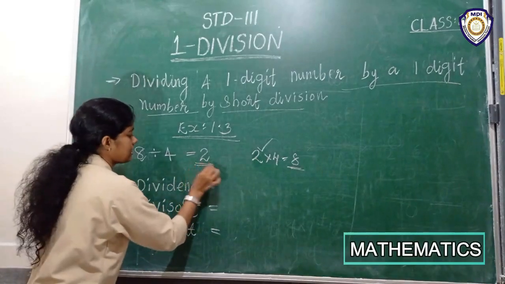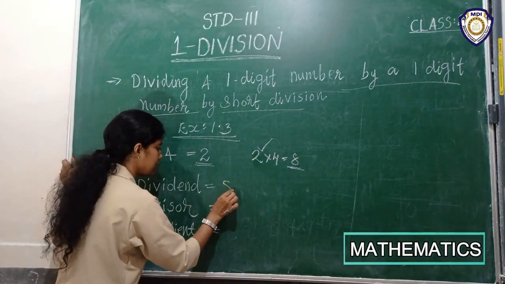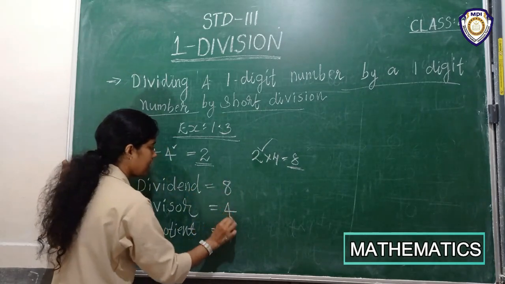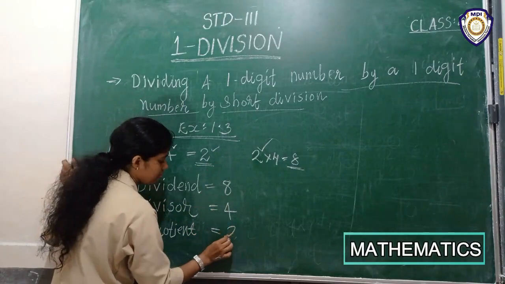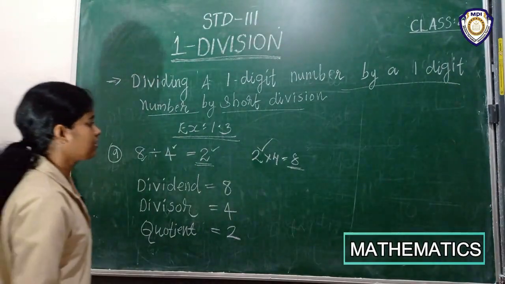So the answer is 2. Here dividend is 8, divisor is 4 and quotient is 2. Quotient is 2. Write it.